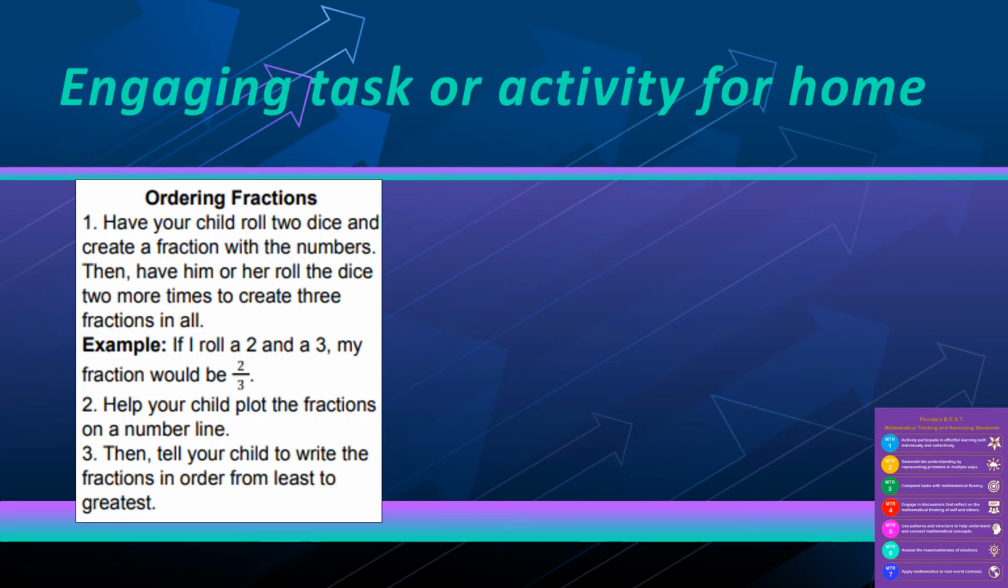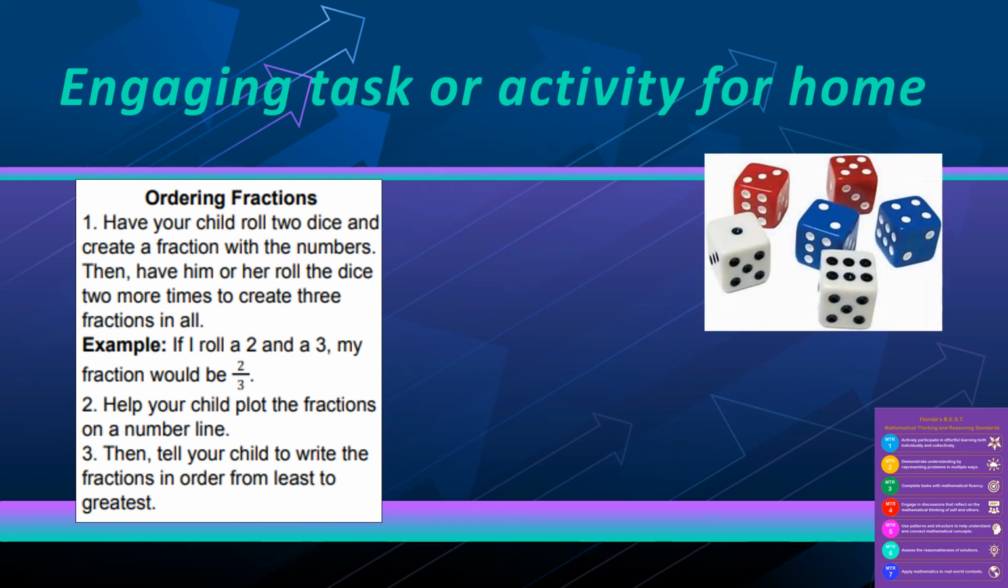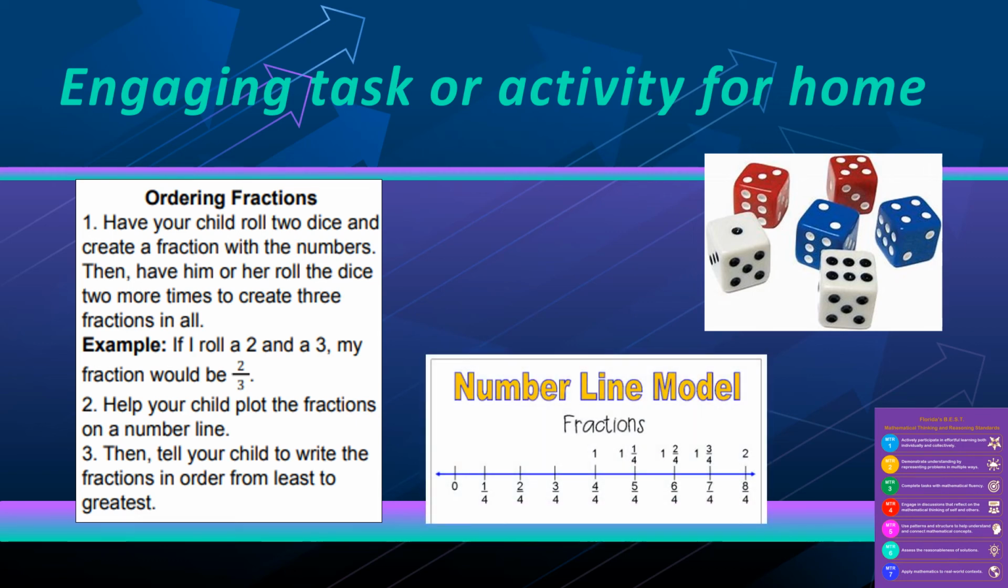An engaging task or activity for this unit at home could be ordering fractions. Grab some dice and roll them for your numerator and your denominator. Then students can use that fraction to plot it on a number line. You could even use 3 dice to make a mixed number or even a fraction greater than 1. The MTRs that could go along with this could be 1, 3, and 7.